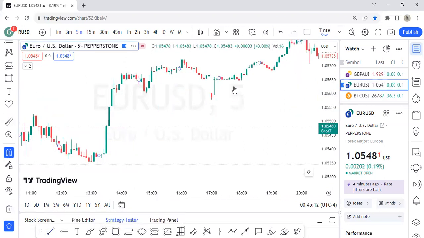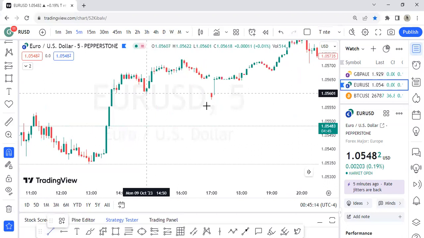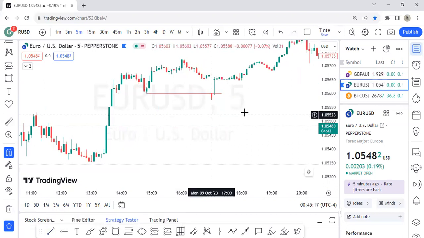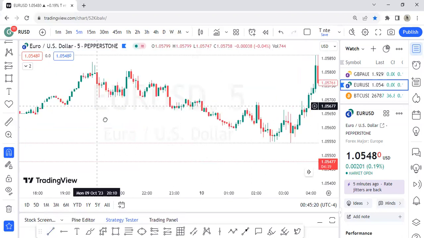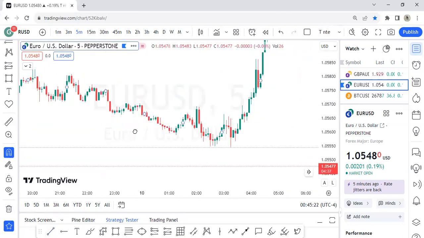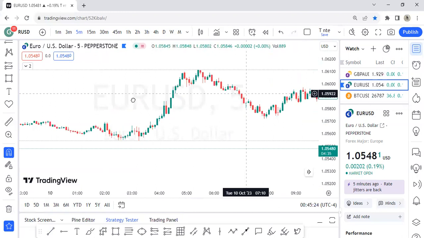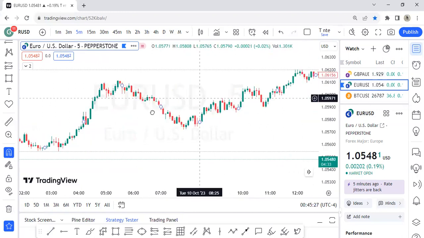Look at another inducement here. See it? This is taken out by this candle. See? It went higher again. So this happens on repeat. Not every break of structure is a real break of structure. Some of them are just inducements, right? They're just inducements, so you have to learn how to spot these things in your charts.